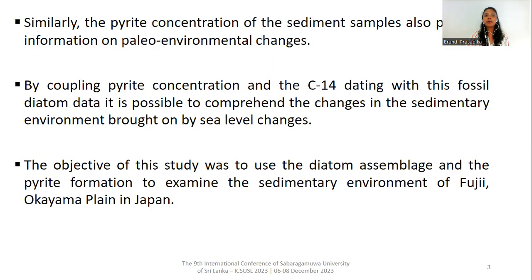Along with that, the pyrite concentration of the sediment samples also provides information on paleo-environmental changes. So by coupling this pyrite concentration and the carbon-14 dating with the fossil diatom data, it is possible to analyze the changes in the sedimentary environment brought on by sea level fluctuations. Moreover, future climate changes and sea level fluctuations could be predicted using this knowledge.